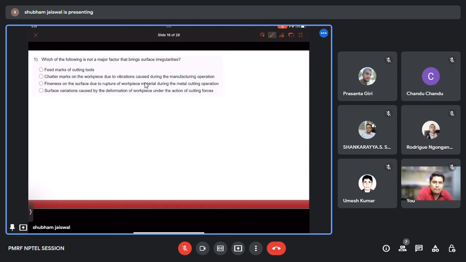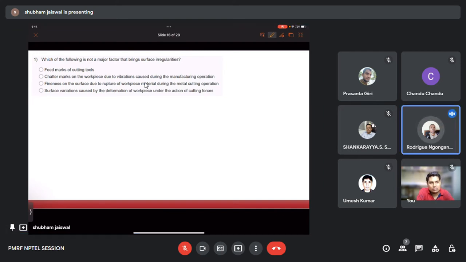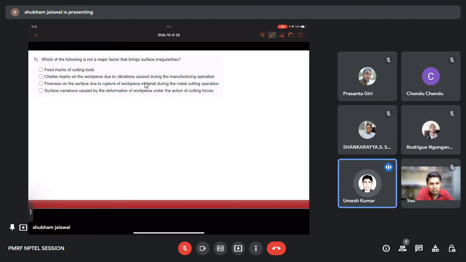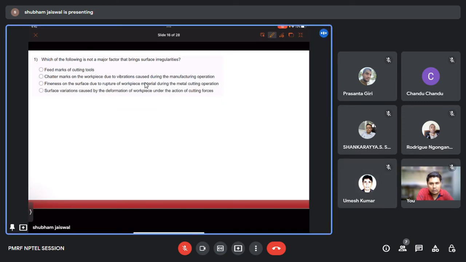So what do you think? Which will be the correct one? I think that is fineness on surface due to rupture of workpiece material. Okay. Any other option? Surface variation. Okay. So the correct answer is fineness on the surface due to the rupture of the workpiece material during the metal cutting operation.